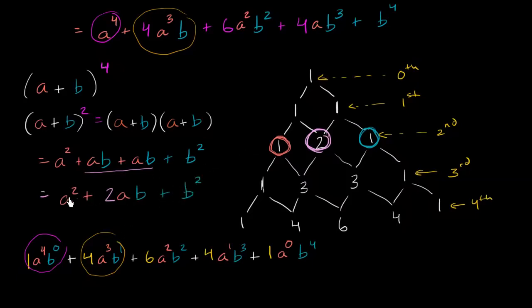Notice the exact same coefficients: 1, 2, 1. Why is that like that? Well, there was only one way to get an a squared, there's two ways to get an ab, and there's only one way to get a b squared.